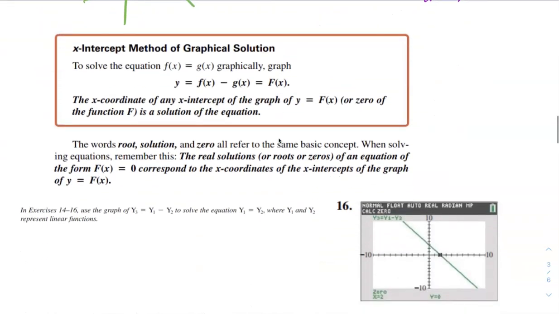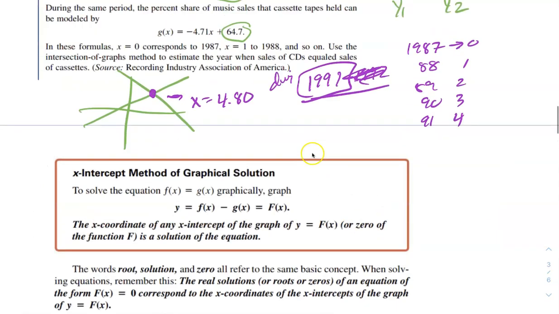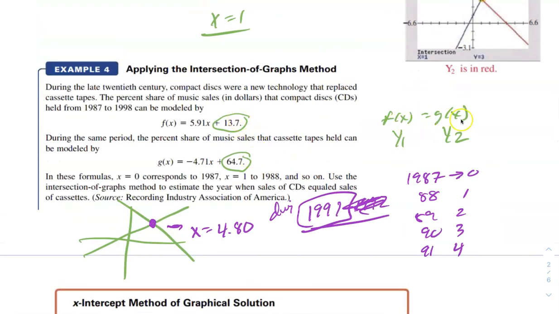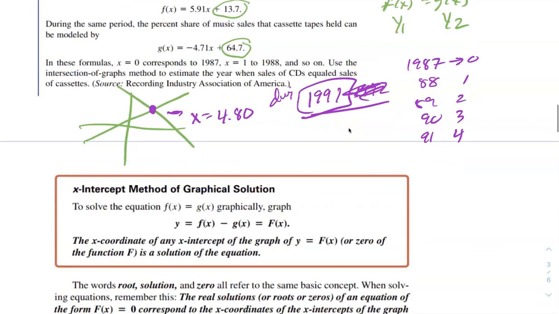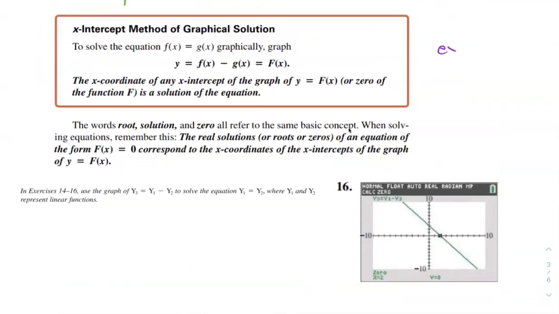Now there's another way to solve using your calculator. It's called the x-intercept method, and it's exactly what it sounds like. What happens here is you only have one equation. Instead of having two equations like we had here, where we set one equal to another, what if we only have one equation and it equals 0? So when you have one equation equals 0, for example, 2x minus 4 equals 0, the way you solve that is just finding the x-intercept. So that's the other way to do it. If you only have one equation, you set it equal to 0, and then you find the x-intercept.